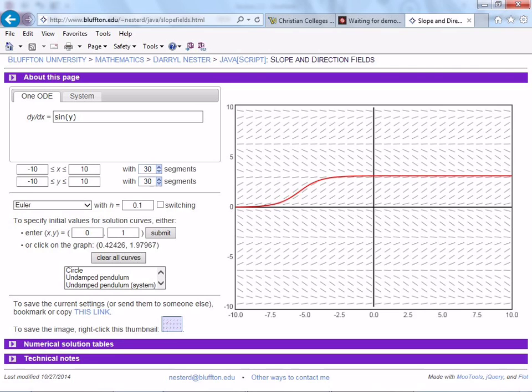You can also see as you hover your mouse over to the left-hand side, underneath where it says enter XY, right here, it says, or click on the graph. As you hover over it, it gives you the points. So if in your homework, for example, it says, let's find what the direction field looks like for this particular differential equation, you could come here, type it in, and then it says, what does the solution look like that passes through, say, the point 0, pi.